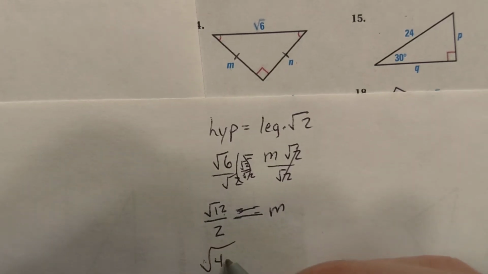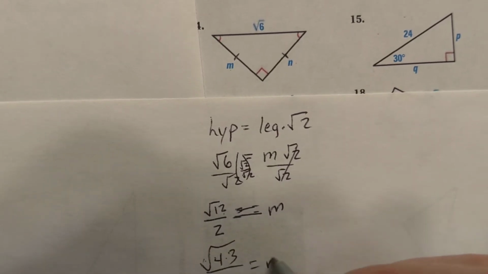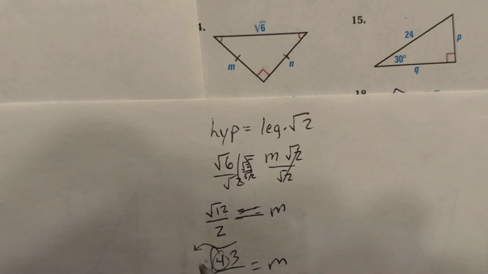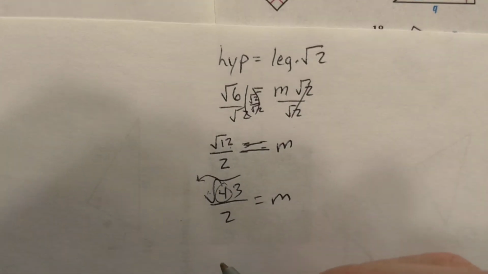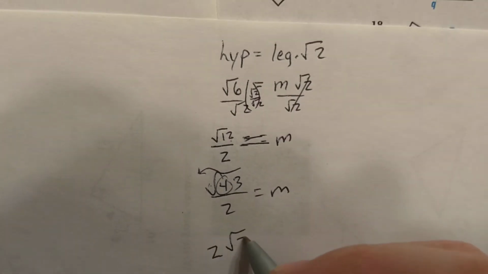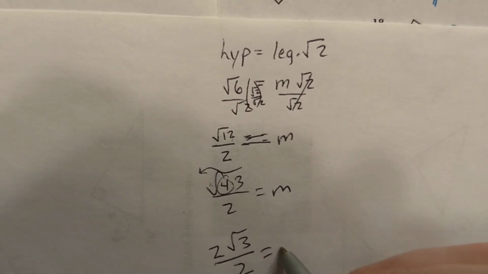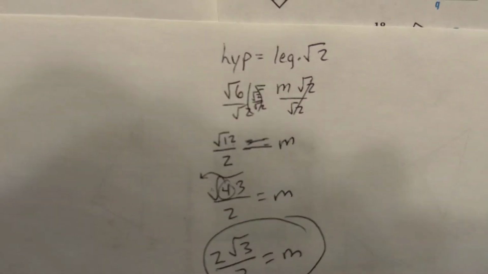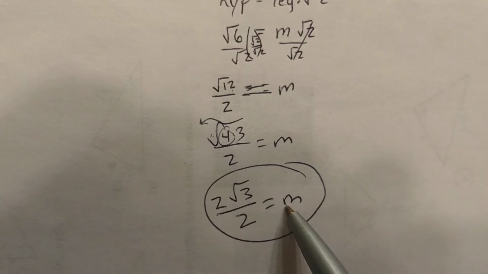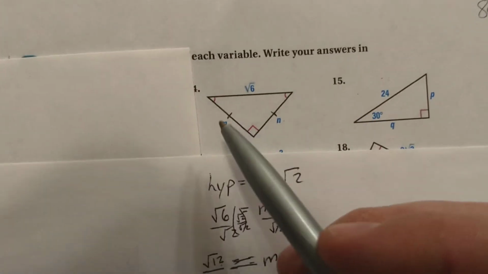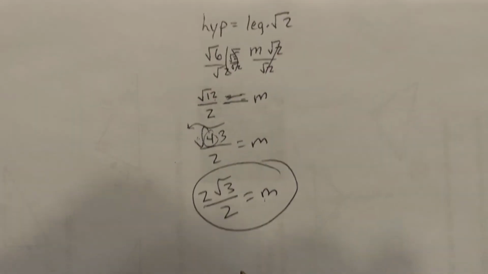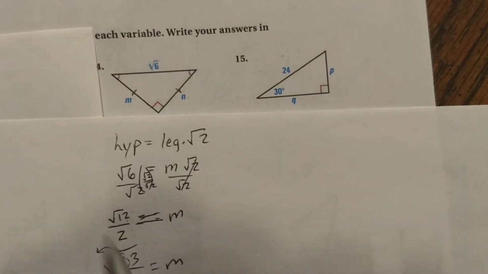Okay, so if I want to write that out, 4 times 3 over 2. And now I can take that 2 and pull it to the outside. So this would be 2 times the square root of 3 all over 2. Since that's the same as n, both of those values would be 2 times the square root of 3 over 2. Now that was a 45 degree triangle.